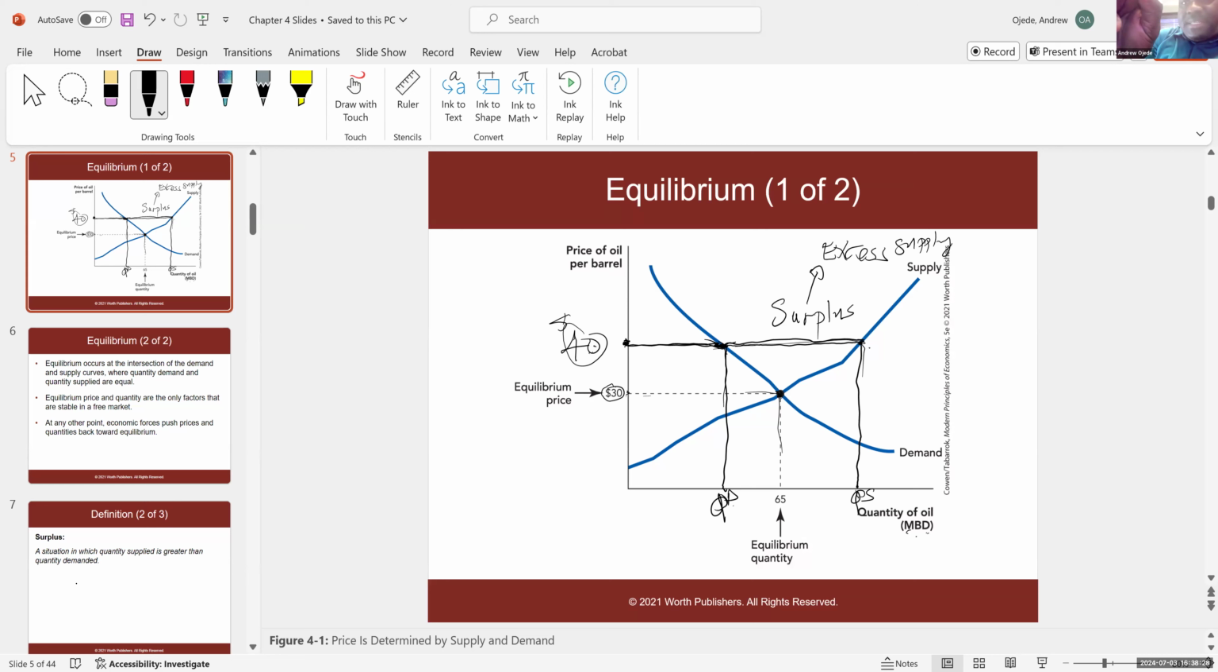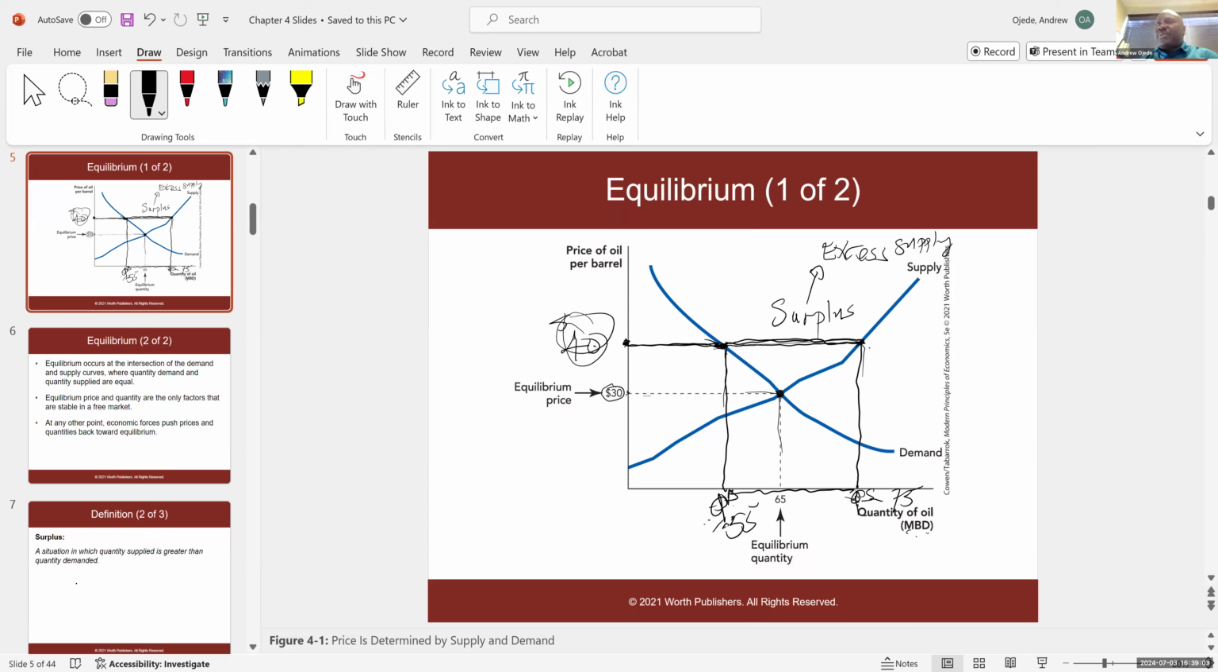So we put numbers here. This QD could be, let's just say hypothetically, 55, and this QS could be 75. So this difference here, which we're calling surplus, you can read from down here. 55 and 75, that difference is 20. 75 minus 55 is 20. That means if the market price is $40, set above equilibrium, there's going to be an excess supply of 20 million barrels of oil that will be produced per day that nobody wants to buy.